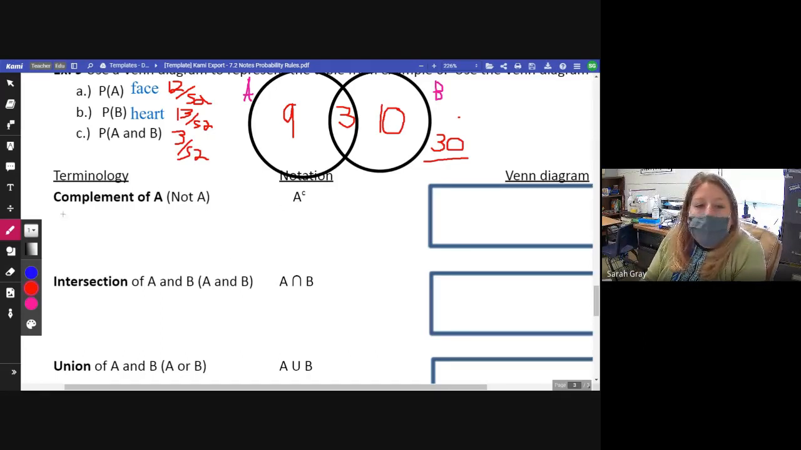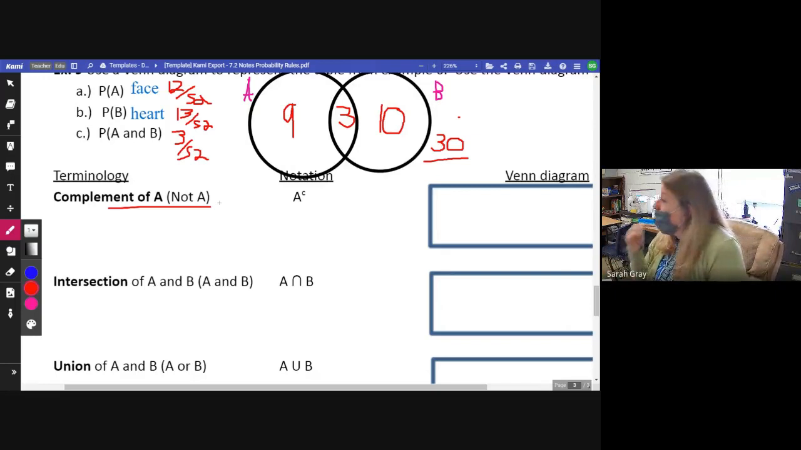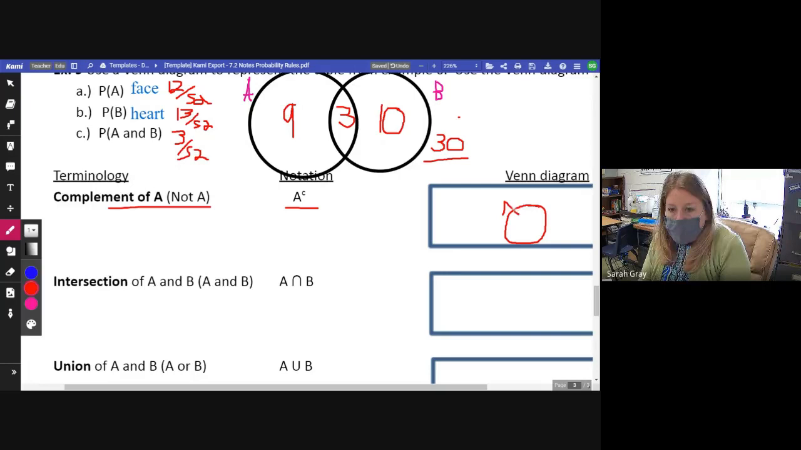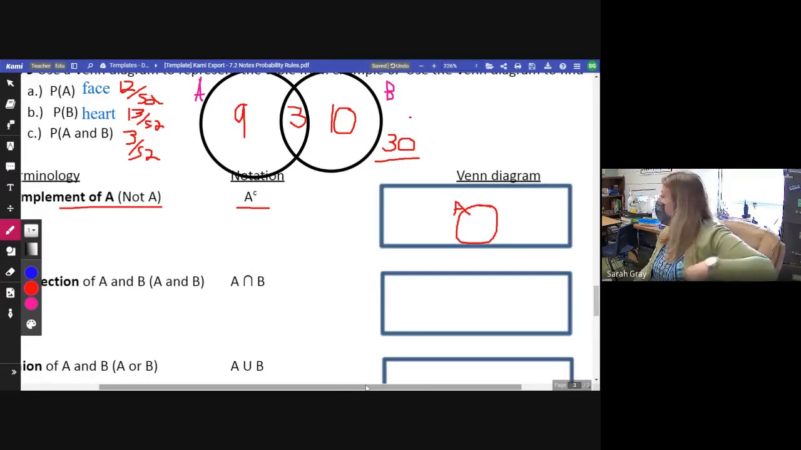All right, complement means not. So when you see A to the C power, that means not A. Okay, so I want you to draw a circle in this box. I want you to label it A. So let's say that A is drawing a face card. That means the complement of A is not drawing a face card.